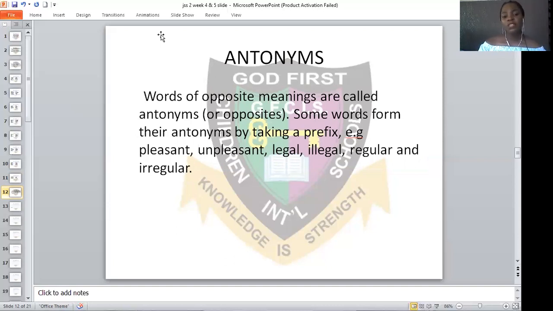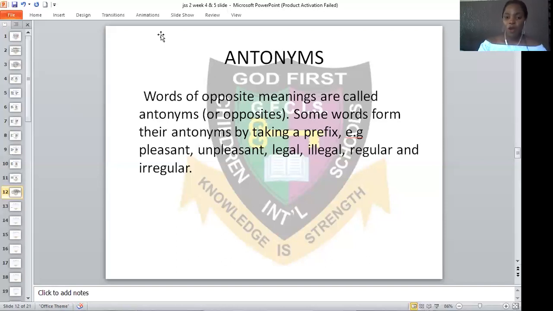Some words form their antonyms by adding a prefix. Now, what are prefixes? Prefixes are letters or short phrases added to the beginning of a word to make another word. E.g., we have pleasant. To make unpleasant, which is an antonym of pleasant, we add un to it. Pleasant becomes unpleasant. So the un in this word is the prefix.